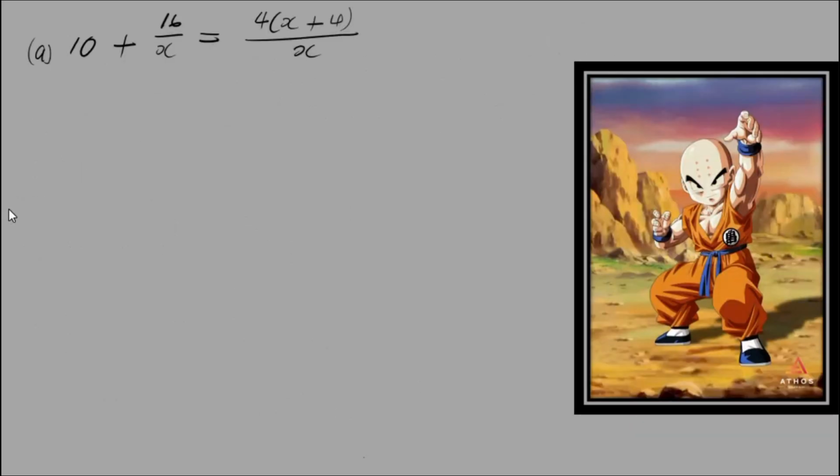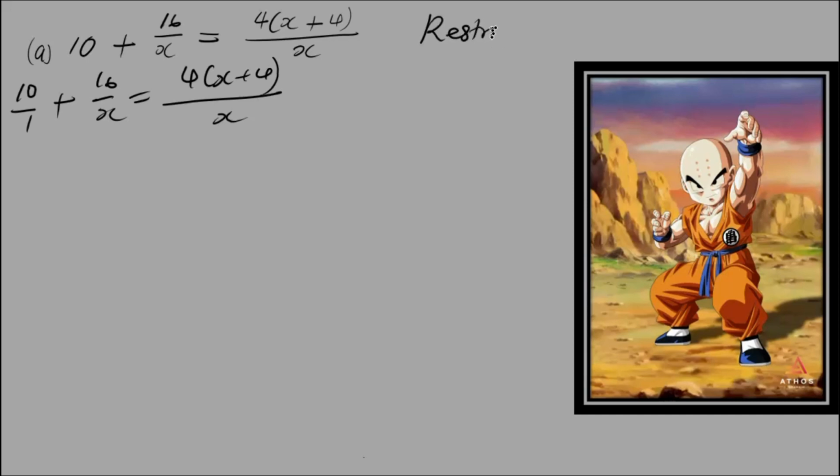First question, here it is. What I need you to do is express everything in terms of its denominators. So here you're going to have 10 over 1 plus 16 over x, equals 4 into x plus 4, all over x. Now that you have that, what you want to do is tell us your restrictions.